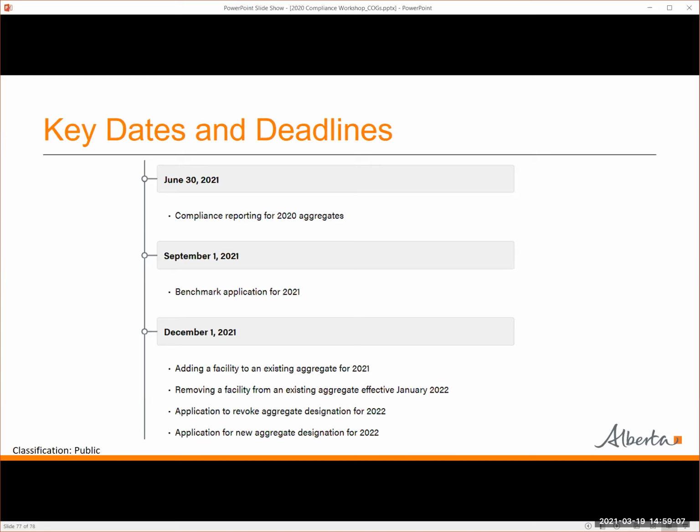On December 1st, we've got a number of deadlines listed for that date, including adding a facility to an existing aggregate facility for 2021, removing a facility from an existing aggregate for 2022 and onwards. That's the deadline to apply to revoke an aggregate designation entirely for 2022 and onwards. And finally, that's the application deadline for a new aggregate designation for 2022 and onwards. We will be keeping that infographic on the website up to date to reflect upcoming deadlines as they approach. So that should be a resource that folks can jump to if they're looking to review deadlines.